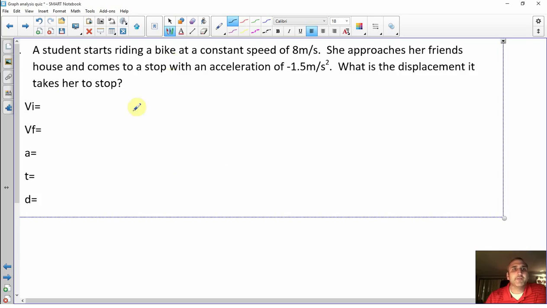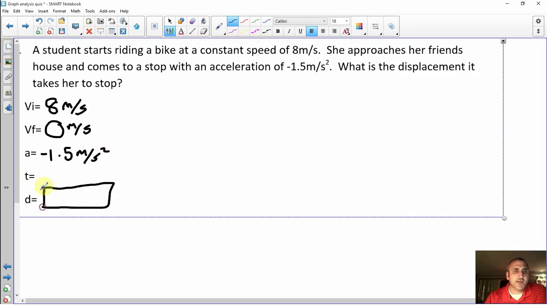So I've got an initial speed of 8 meters per second because that's how she's riding. She approaches her friend's house, comes to a stop, so my final velocity is going to be 0 meters per second with an acceleration of negative 1.5 meters per second squared. What's the displacement it takes her to stop? Isn't that nice of me? I don't care about time. I don't give it to you, so we don't care about it. So now I need an equation: D, VI, VF, and A.